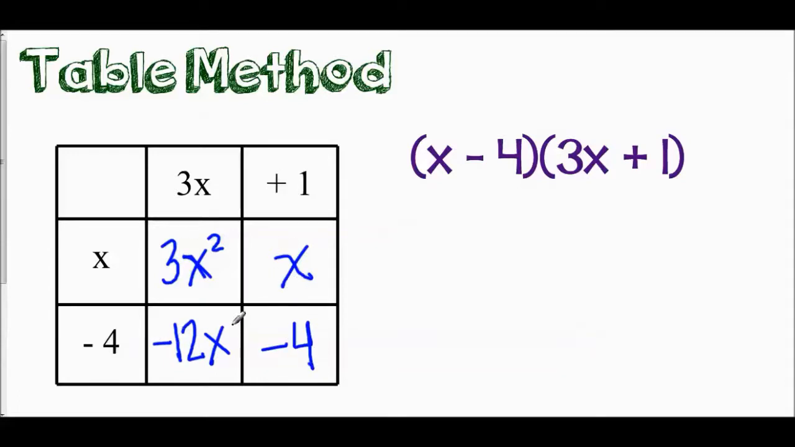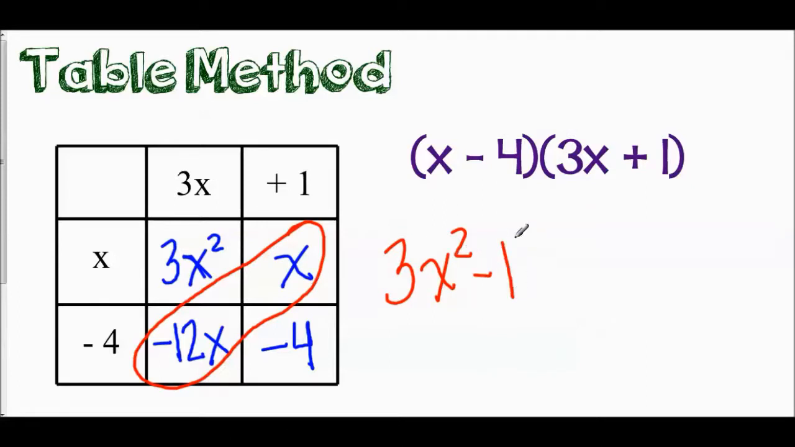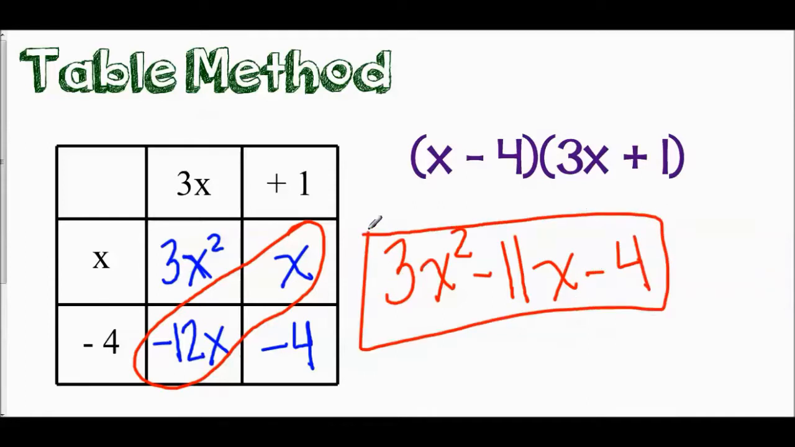Then I need to combine my like terms, and so you can see that we have x and negative 12x that are like terms. 3x squared is brought down, negative 12x and x is negative 11x, and then negative 4. So you do have to set up the table, but it does organize it for you. It doesn't matter to me which method you use. In your homework, the directions will say use the FOIL method here, use the table here. You can disregard those directions. It does not matter to me which method you use.